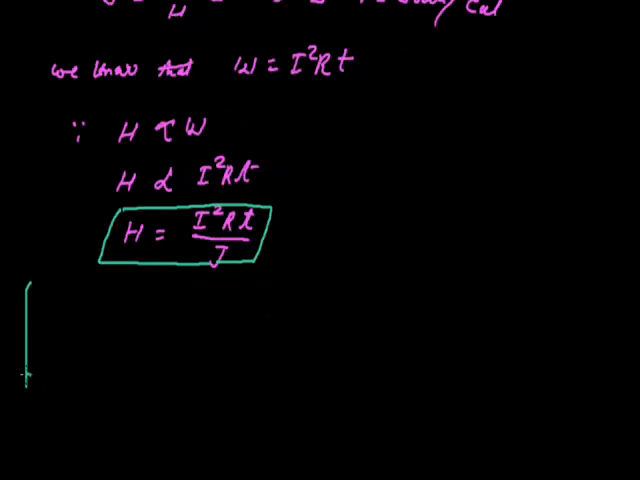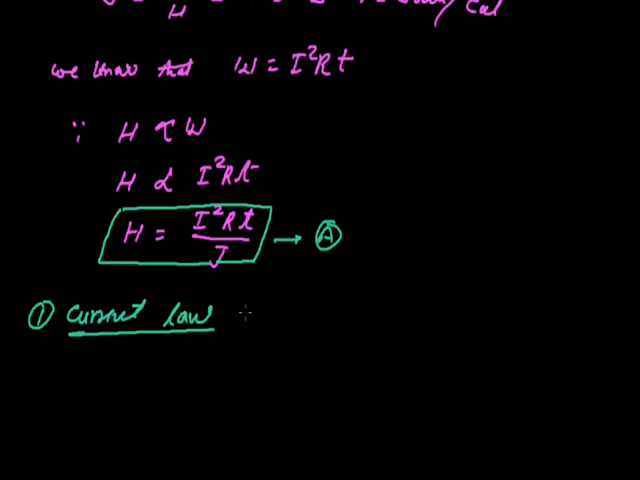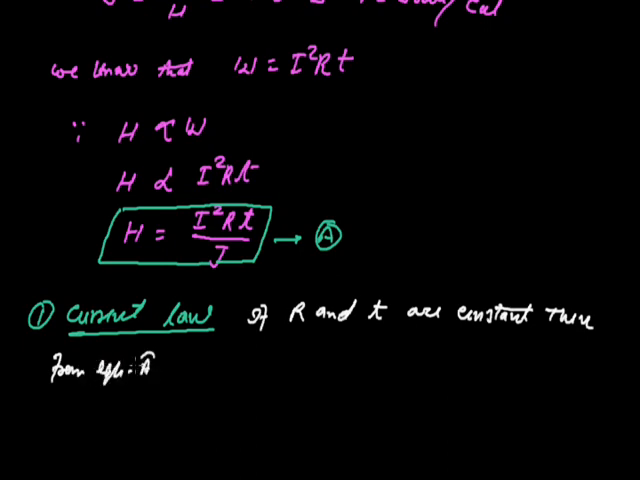Number first is known as current law. If R and T are constant, then from equation A, H is directly proportional to the square of the current. This is known as current law.